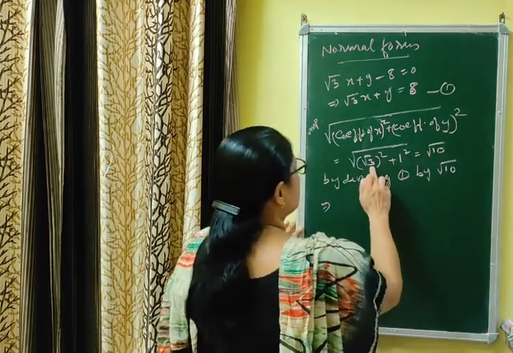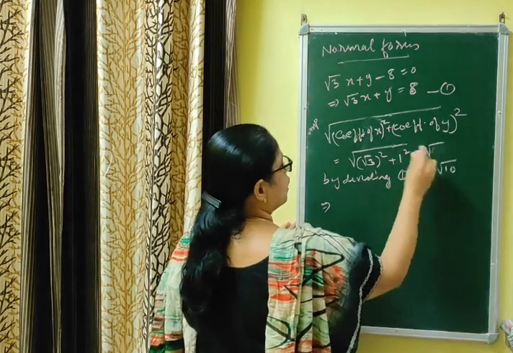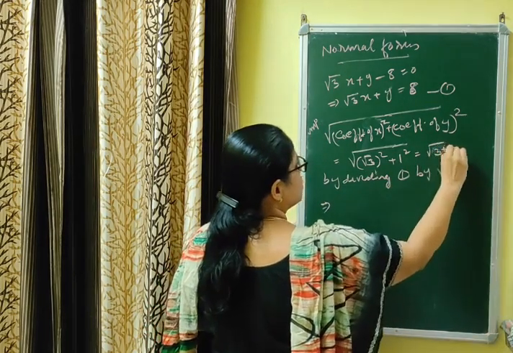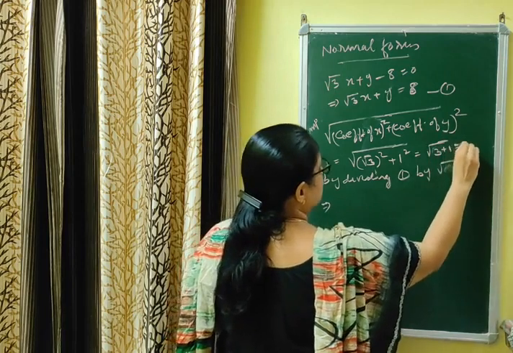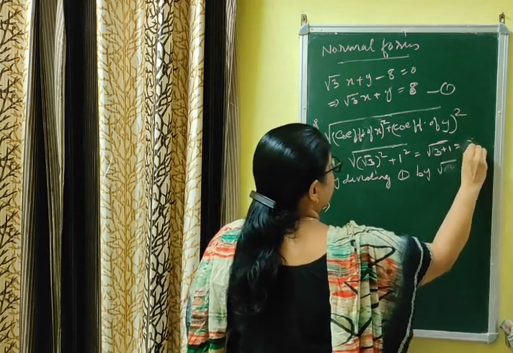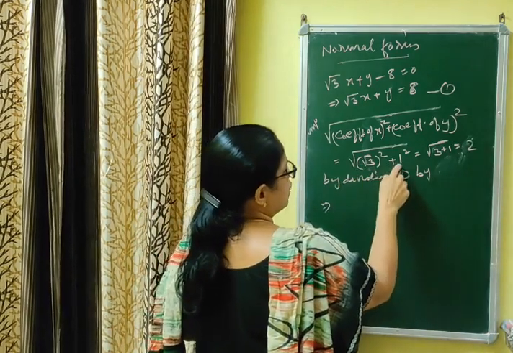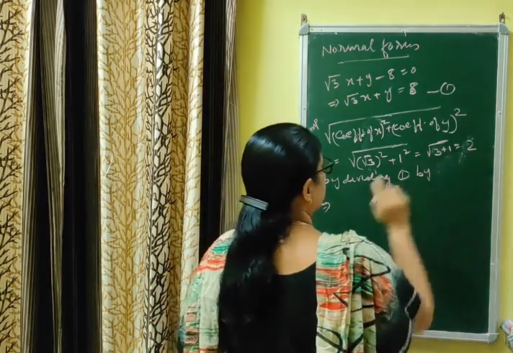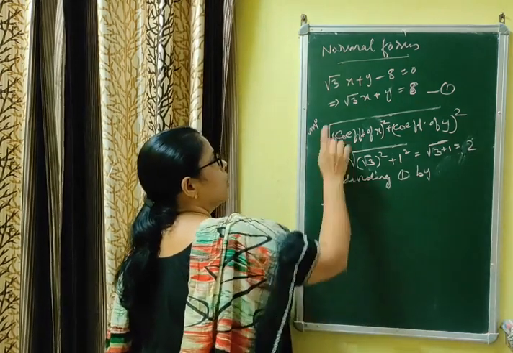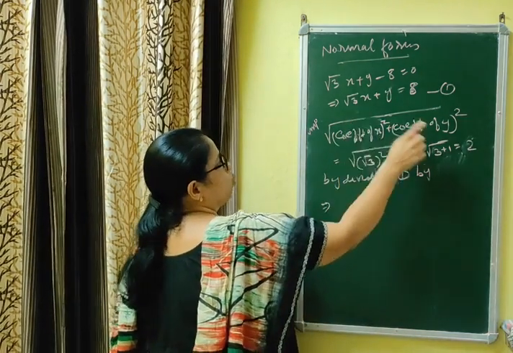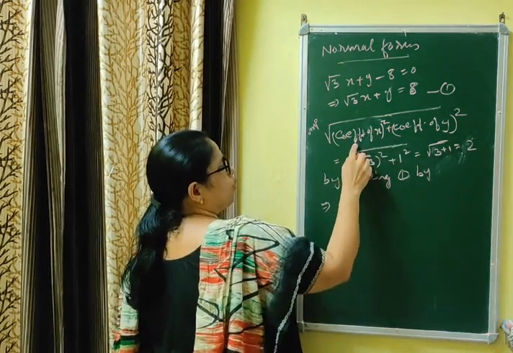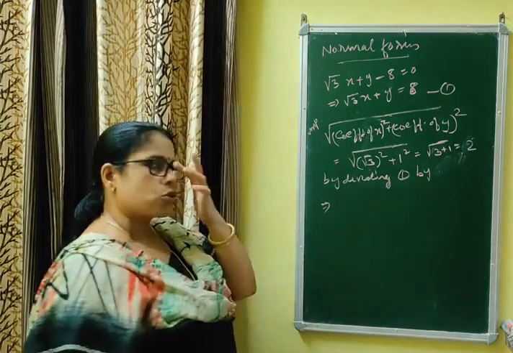Let me take the value again. Root 3 whole square is 3, plus 1 is 4, that is root 4, that is 2. Once more I am saying, root 3 whole square plus 1 square equals 3 plus 1, that is 4, square root is 2. Now you have to divide the whole equation by 2, because the value of under root of coefficient of x whole square plus coefficient of y whole square equals 2.